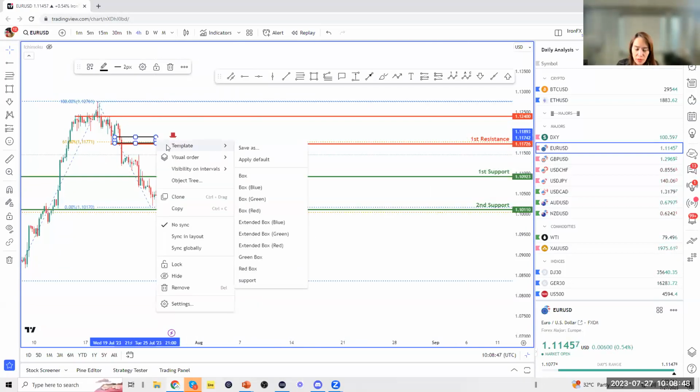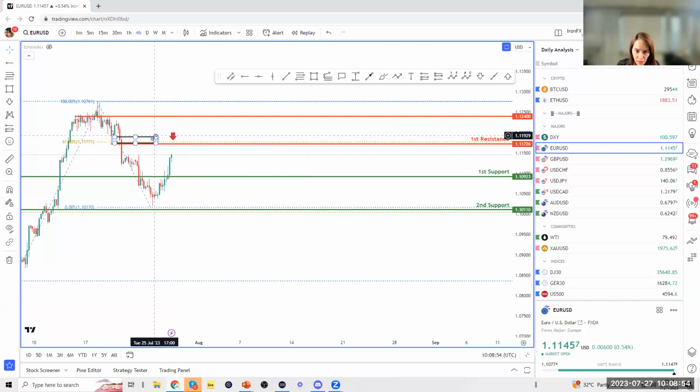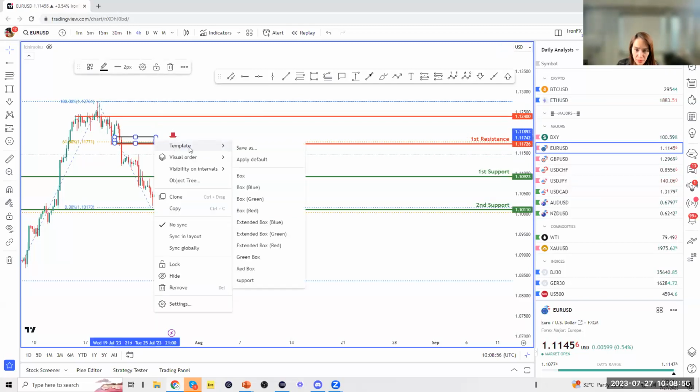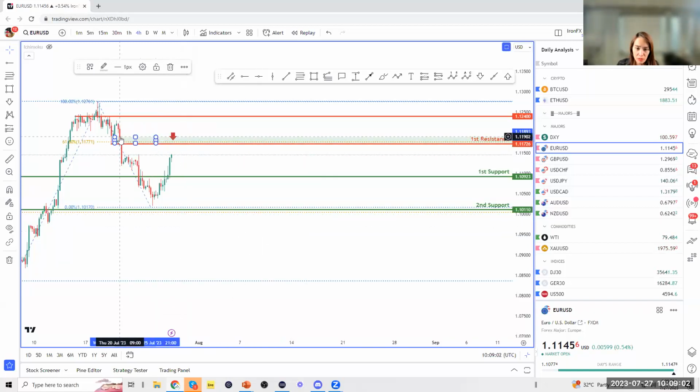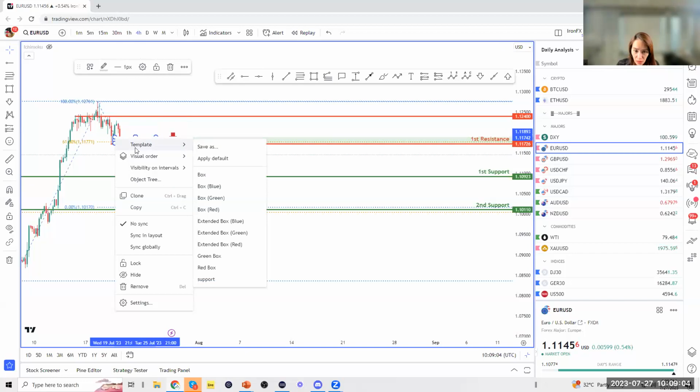If you want to buy, you enter on either M15 or M30, and then you wait for confirmation. What I mean by confirmation is you look for price action, or you wait for a chart pattern like a double top.